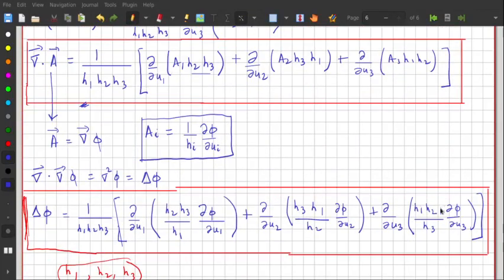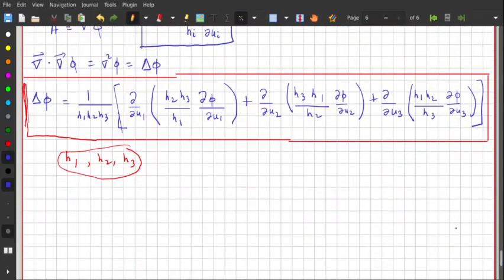So we can write the divergence and the Laplacian in a particular, specific coordinate system, and that's what we will be doing now, looking at the specific cases.